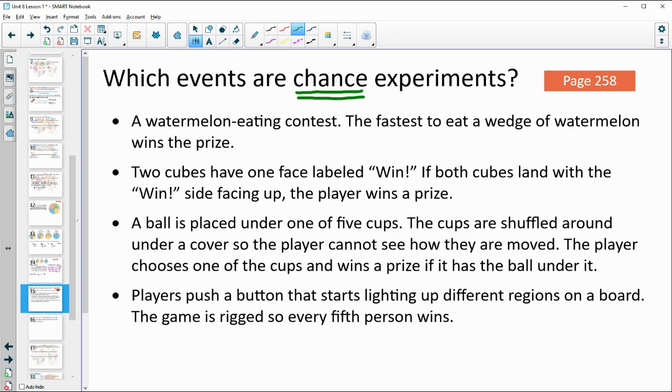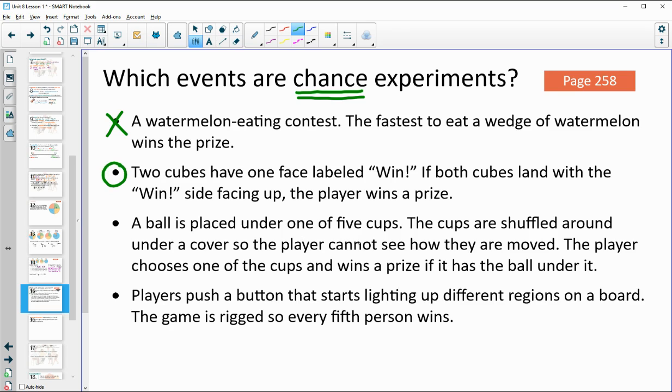So we've got a watermelon eating contest. The fastest to eat the wedge of watermelon wins a prize. This is not based on chance. This will be based on how fast you can eat. 2 cubes have 1 face labeled win. If both cubes land with the win side facing up, the player wins a prize. So rolling dice, completely chance.